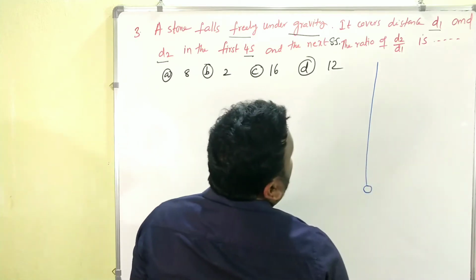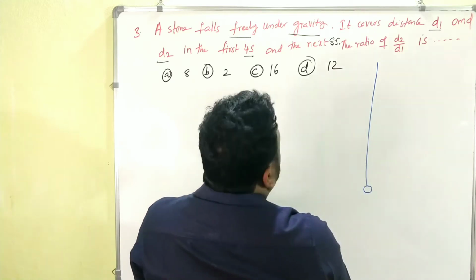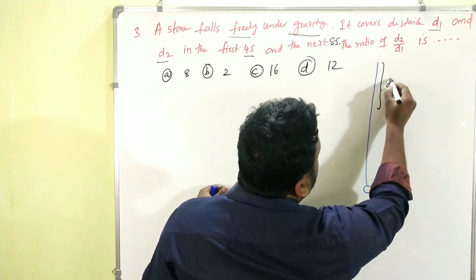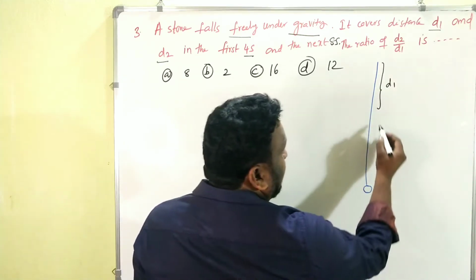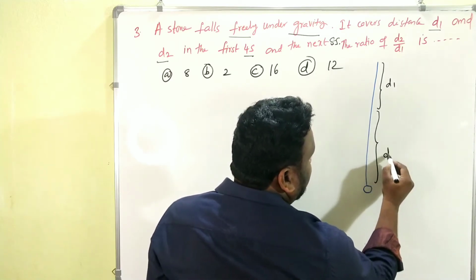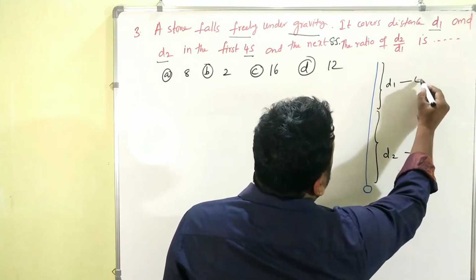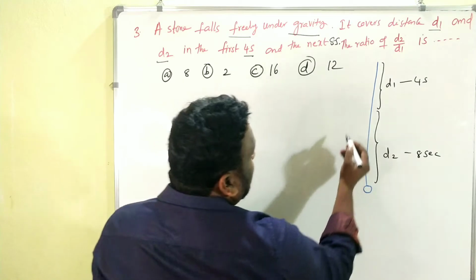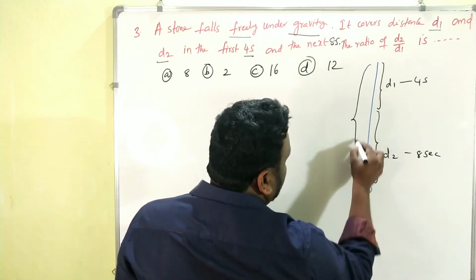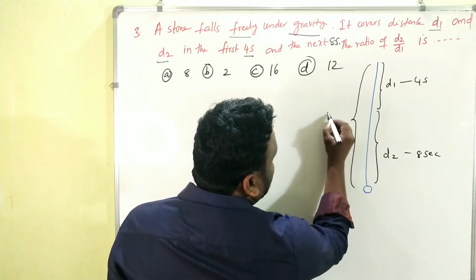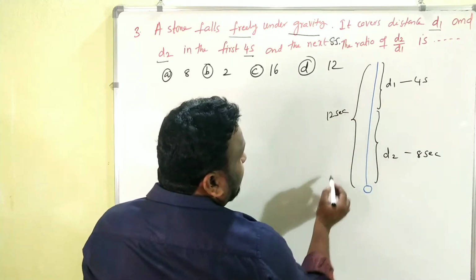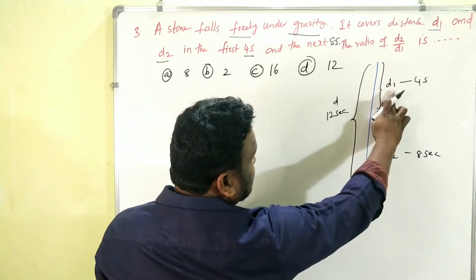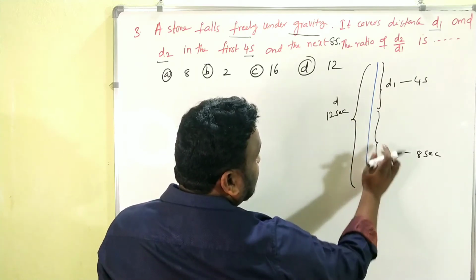It comes down. In the first 4 seconds, it travels a distance of d1. And next, d2 is the distance in 8 seconds. If we find the distance from here to here, how much time is taken? 4 plus 8, that is 12 seconds. So d is the distance traveled in 12 seconds. d1 is the distance traveled in 4 seconds and d2 is the distance in the next 8 seconds.